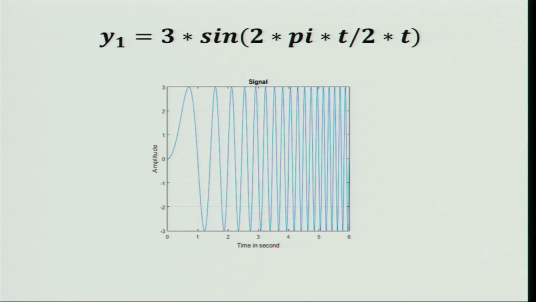And then the second set of graphs which I am going to show you is for this function, y equals 3 sine 2 pi t over 2. So here the amplitude is constant. The only thing which is changing is frequency as a function of time. Initially frequency is small and then frequency keeps on ramping up. And what we have done is again generated this signal for 6 seconds at a sampling rate of 1024.